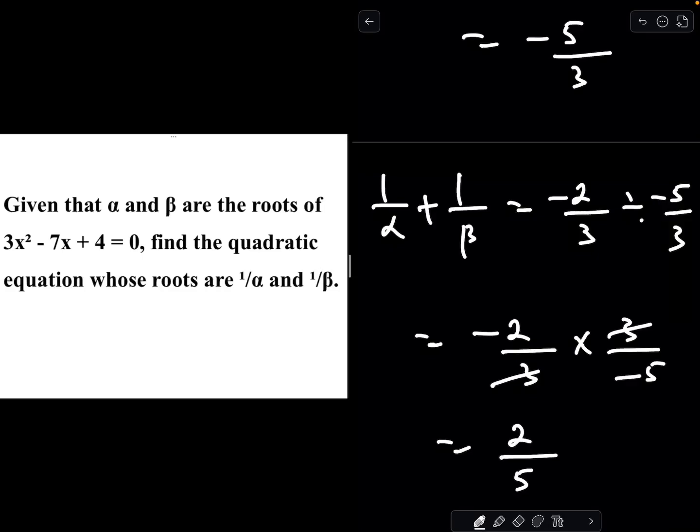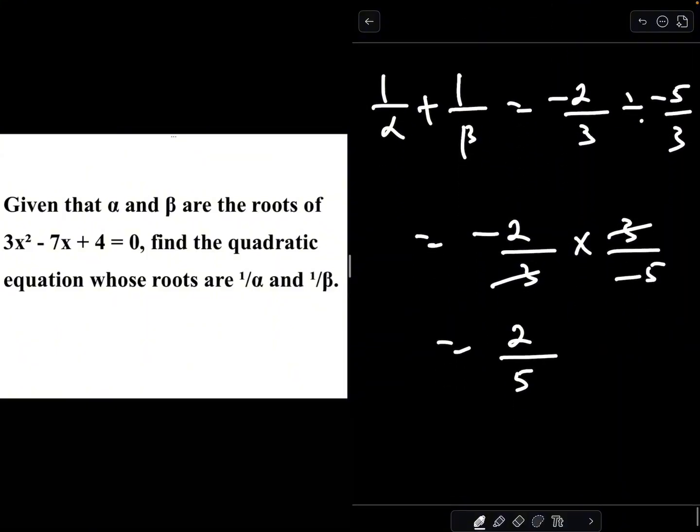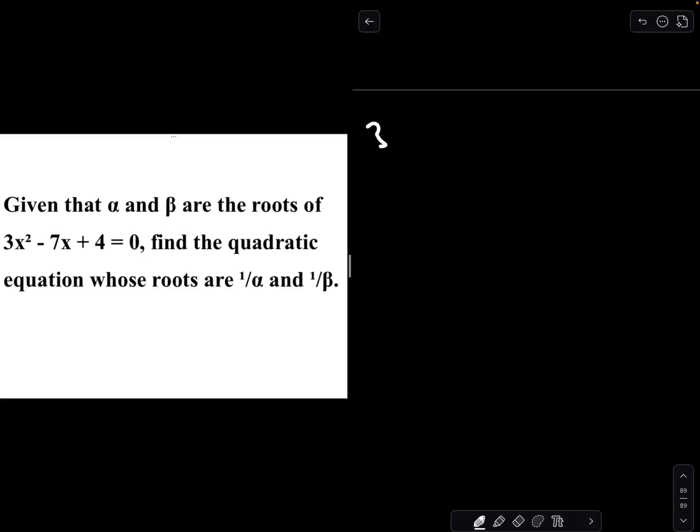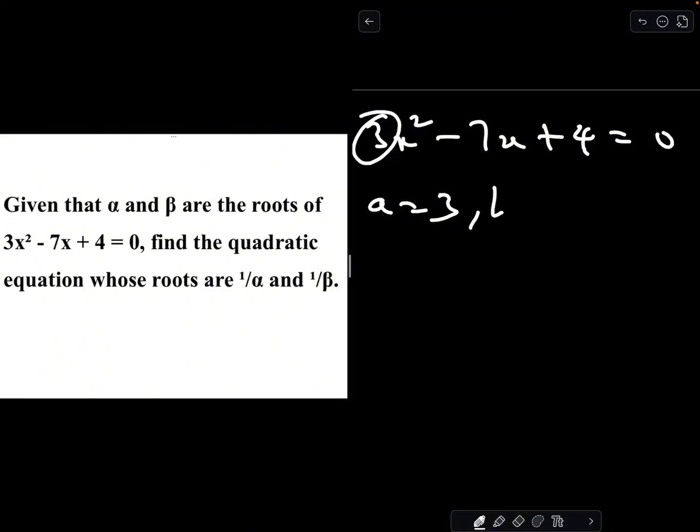Take another example. Given that alpha and beta are the roots of 3x squared minus 7x plus 4 equals 0, find the quadratic equation whose roots are 1 over alpha and 1 over beta. The quadratic equation is 3x squared minus 7x plus 4 equals 0, and its roots are alpha and beta. Now we want to find the quadratic equation whose roots are 1 over alpha and 1 over beta. First of all, a is the coefficient of x squared, which is 3. b is the coefficient of x, which is minus 7. And c is the constant, which is 4.